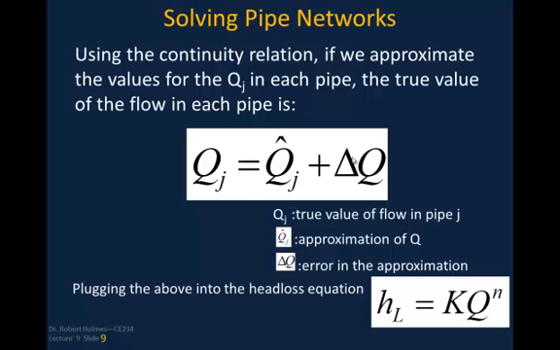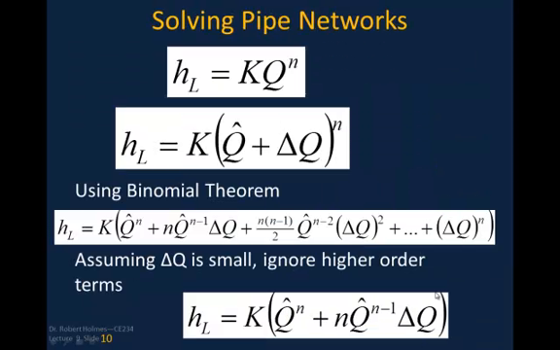If I plug this equation here into my head loss equation, I can see that instead of Q, which is the true value, I have this Q hat plus delta Q, which is the approximation for Q plus the error of the approximation delta Q. And so I've got that as the head loss is equal to K, and then this value to the nth power. And again, for Hazen and Williams, it's going to be 1.85. For Darcy-Weisbach, it's going to be 2.